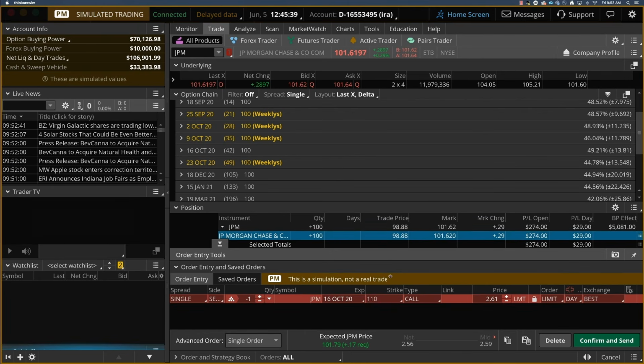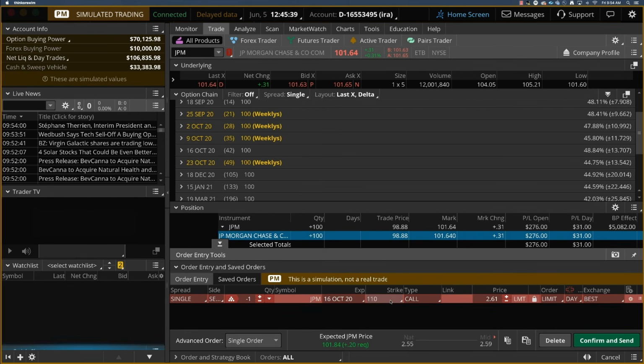So let's think this through. If the investor owns the stock at $98.88 and they have an obligation to sell the stock at $110, that's about $11.12 of stock appreciation. But the investor also gets the $2.61. So the investor gets the $11.12 and they also get the $2.61. And so in that case, the investor would get about $13.73 of maximum gain, which is actually pretty good for a stock that's only $98.